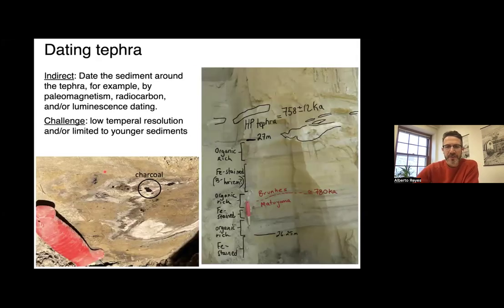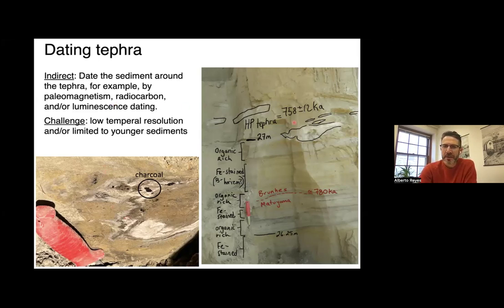Okay, so in terms of dating tephra, and we're kind of getting closer to the crux of the story here. We have a bunch of different ways that we can do this, right? So we can indirectly date tephras, and that might involve things like radiocarbon, for example, dating organics that surround a tephra. We could use paleomagnetism.